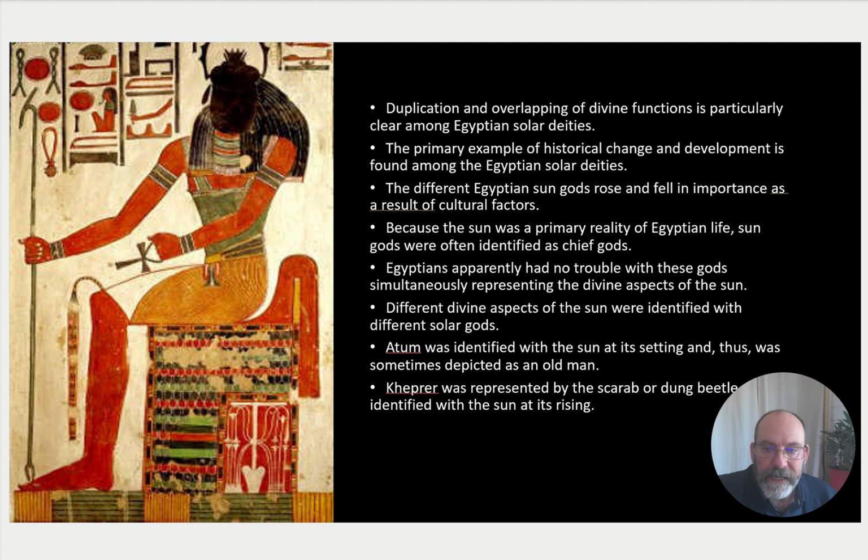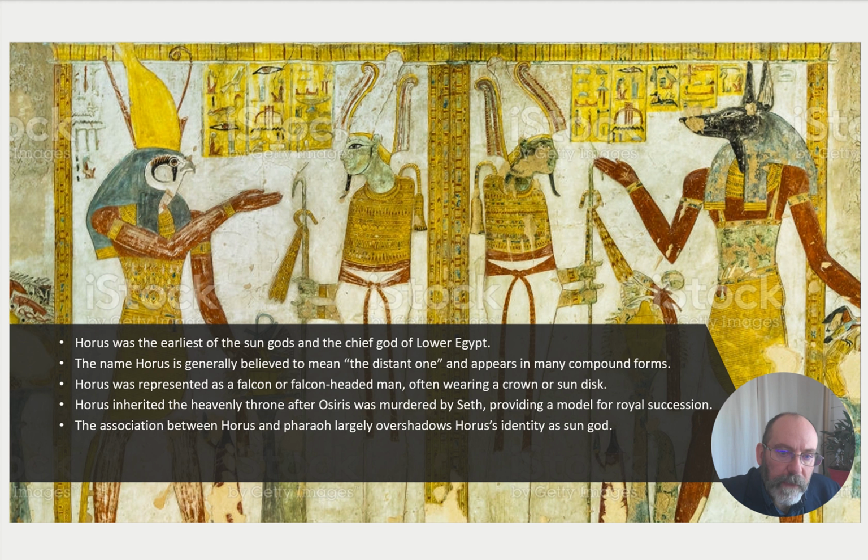Atum was identified with the sun as its setting, and thus was sometimes depicted as an old man, while others are represented through a scarab or a beetle, all these kinds of different images. Horus was the earliest of the sun gods and the chief god of Lower Egypt.